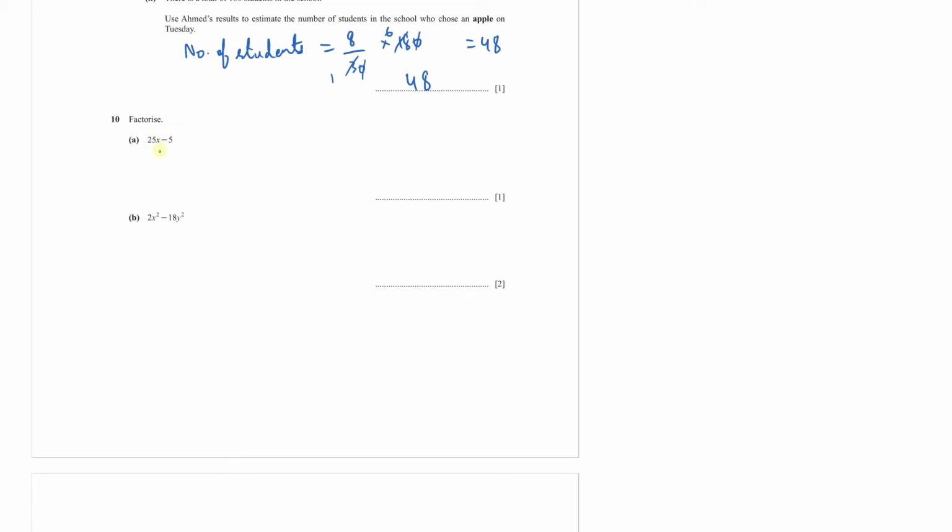Question number 10, part A, you have to factorize 25x minus 5. So I can take 5 common here. So this will be 5 times 5x minus 1.